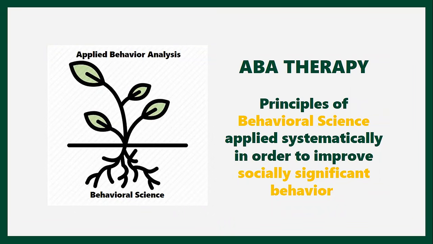the scientists were uncovering. And the applied part really refers to the application of behavior analysis, the application of behavior science towards some kind of treatment. So when we take the principles of behavioral science and apply them systematically with the goal of improving socially significant behavior, that's really what we call ABA.